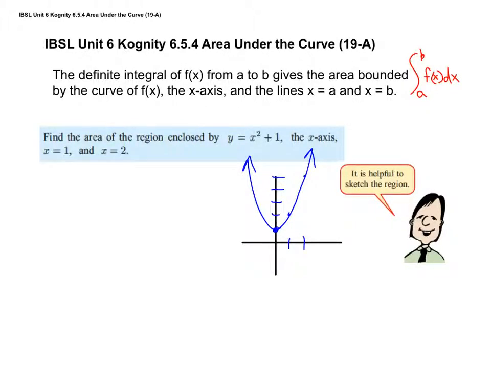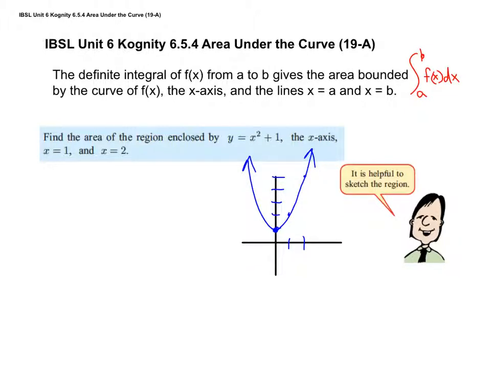All right, so I want to talk about area under the curve, okay? And make sure that we understand, we discussed this briefly in our last lesson, but I want to make sure that we all have a really good understanding of how this works, okay?